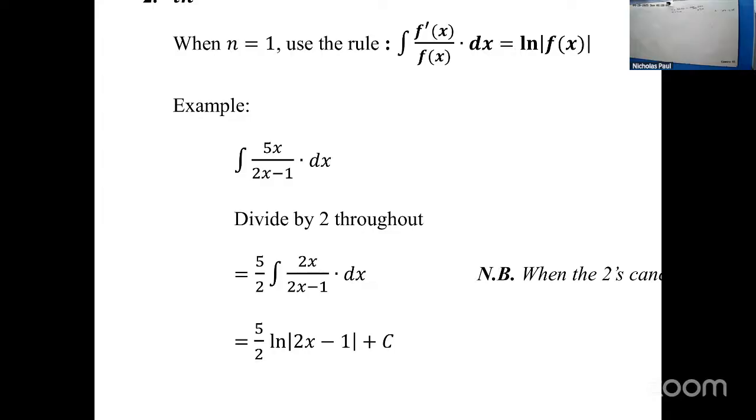Don't forget your ln rules. Sorry? 2 ln. Oh, right. Yeah, that's it. Yeah, that's a mistake. That should be 5. That's what it was meant to have. So take off that x there. Like that. That's a good sign.